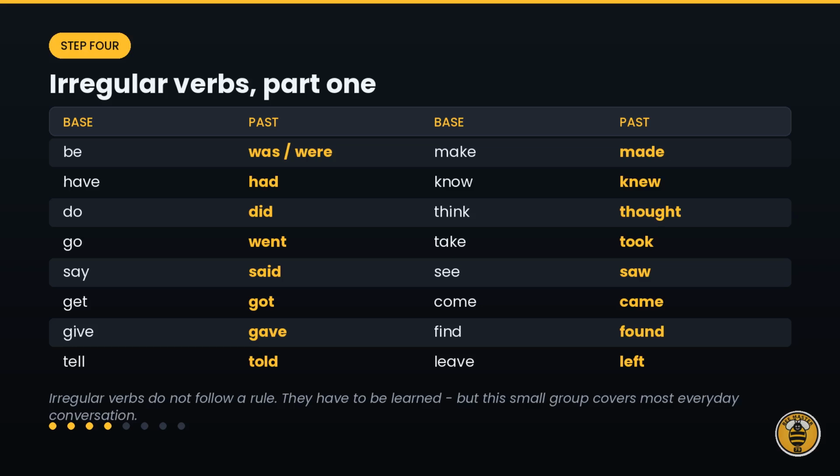Not every verb is polite enough to take ed. The most common verbs in English are irregular, and they simply have to be learned. Be becomes was or were. Have becomes had. Do becomes did. Go becomes went. Say becomes said. Get becomes got. Give becomes gave. Tell becomes told. Make becomes made. Know becomes knew. Think becomes thought. Take becomes took. See becomes saw. Come becomes came. Find becomes found. And leave becomes left.